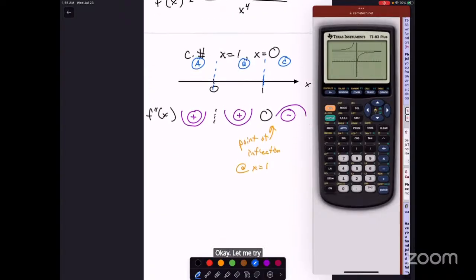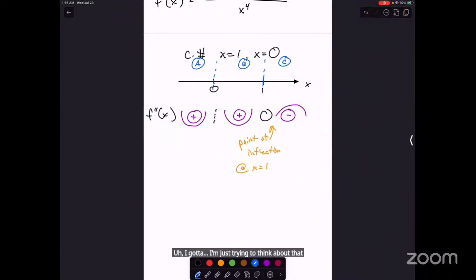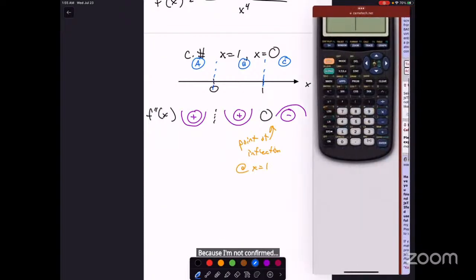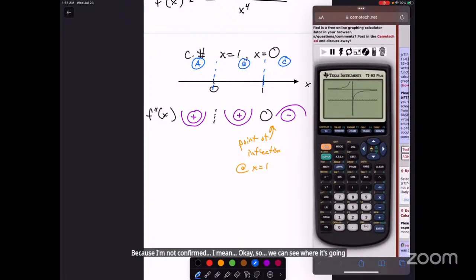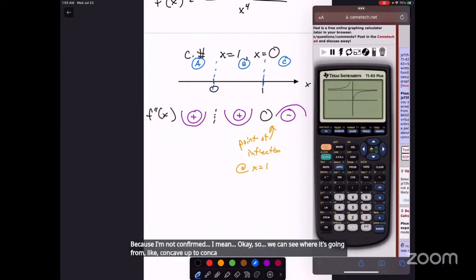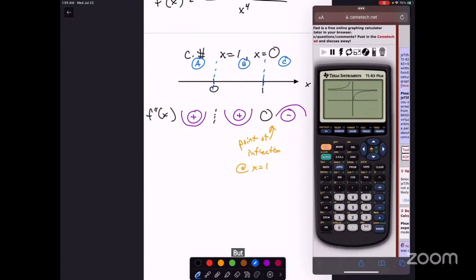Okay, let me try this other one. I'm just trying to think about that. That's the last part, because I'm not confirmed. I mean, okay, so we can see where it's going from concave up to concave down, but we're not able to see. Let me see my window on my x.